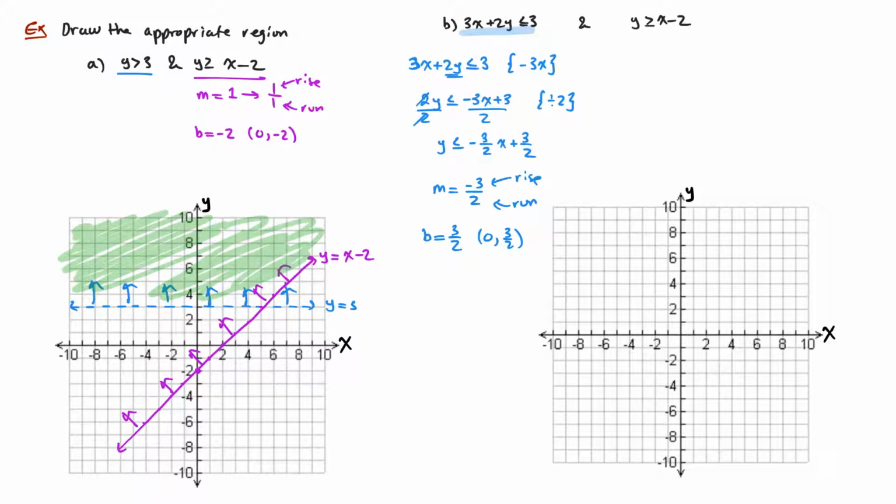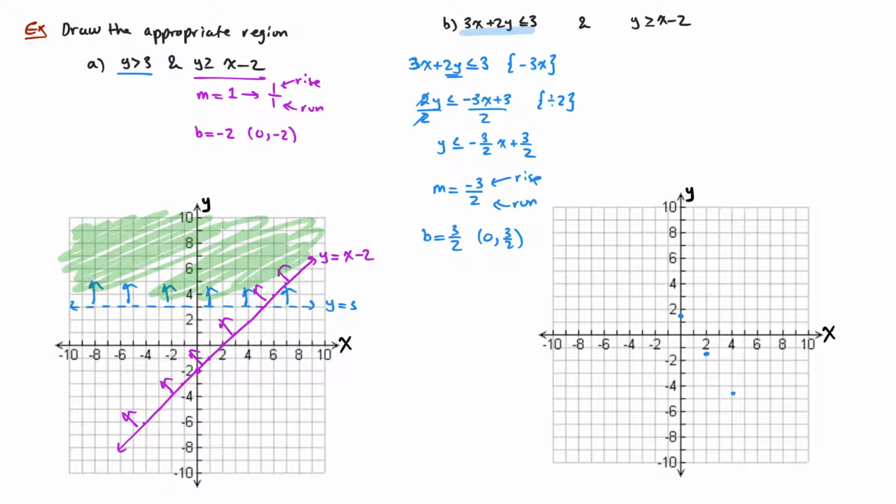So 3 over 2 is the same as 1.5, so I will start at that point, and I will rise by -3, meaning I will actually fall by 3, and I will run by +2. So that would give me a point over here. So from here, I'm rising by -3, so that's 1, 2, and 3, and I'm running by +2, meaning I'm going to the right by 1, 2. So that's my next point, and I will draw at least one more point.